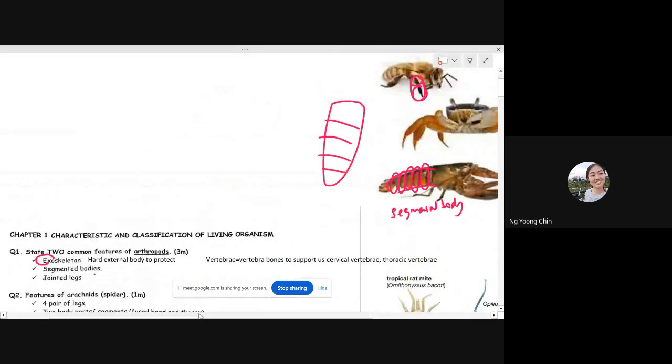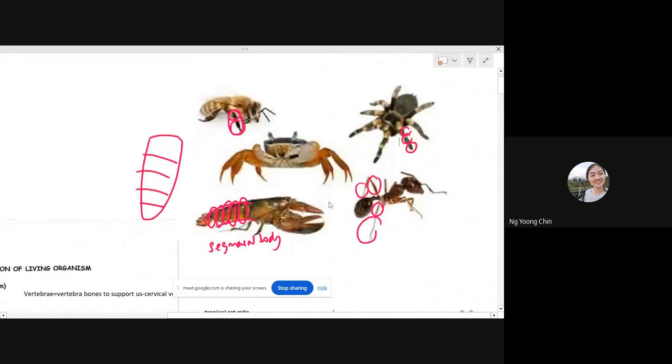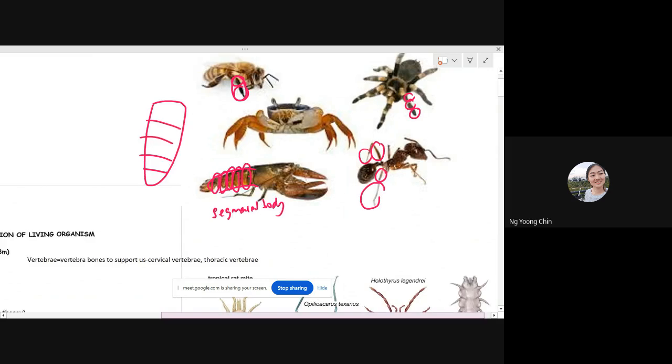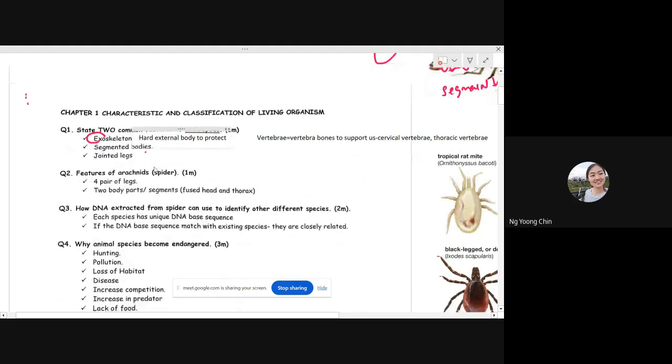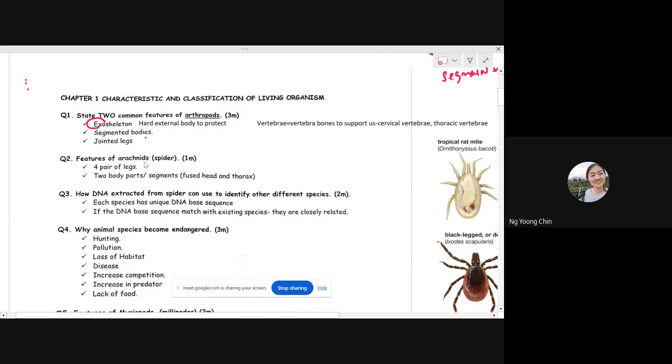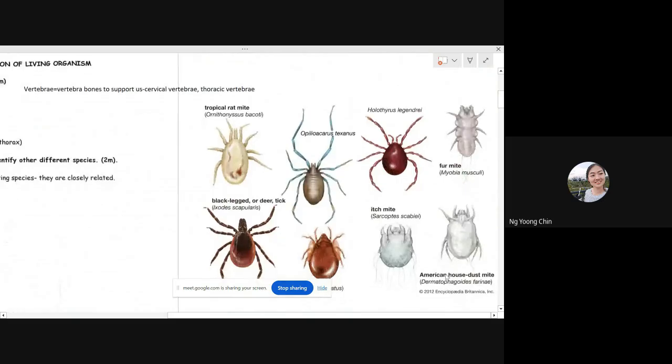Okay, so when you answer the question, observe first. You need to observe the picture they give you. So these are the features of arthropods: they have a very hard exoskeleton, a body which is divided into segments, and joint legs. Then how about the arachnids? Arachnids refer to the spider family. So in arachnid organisms, they have 4 pairs of legs. You can see, this is an arachnid organism.